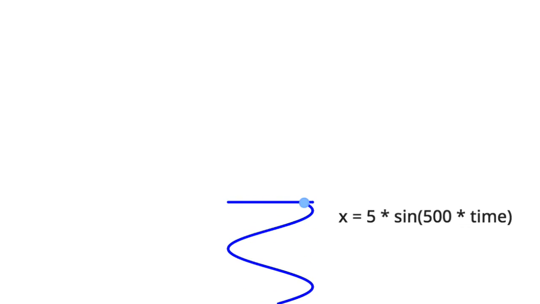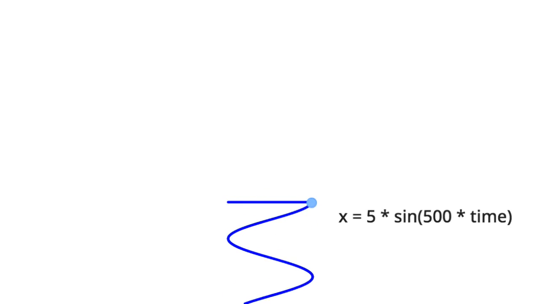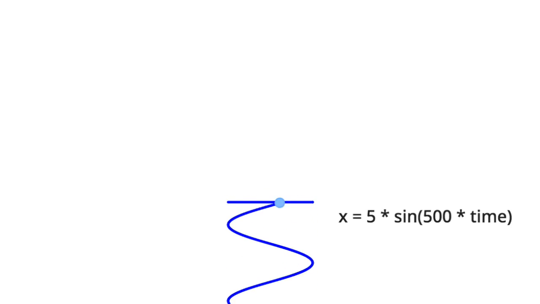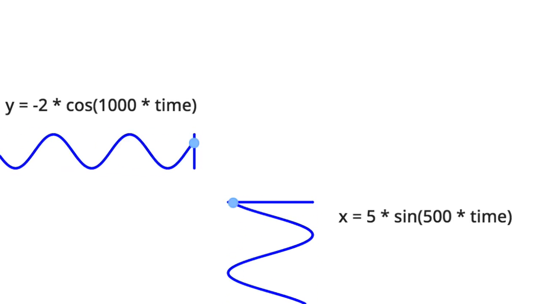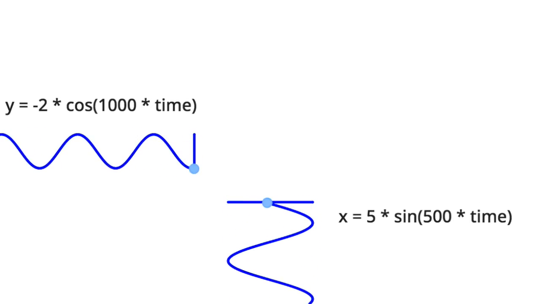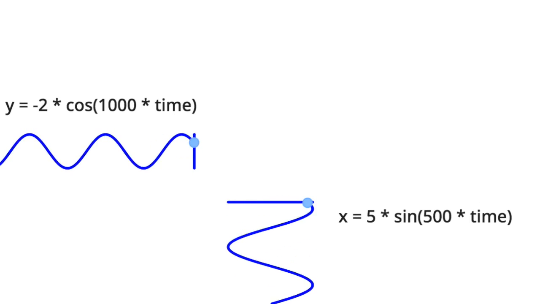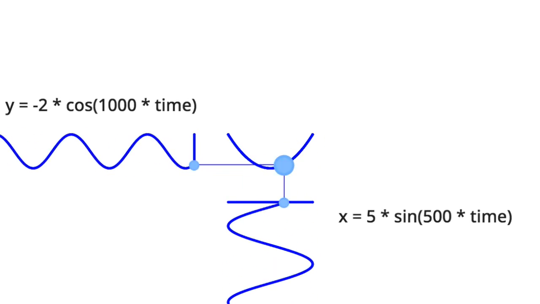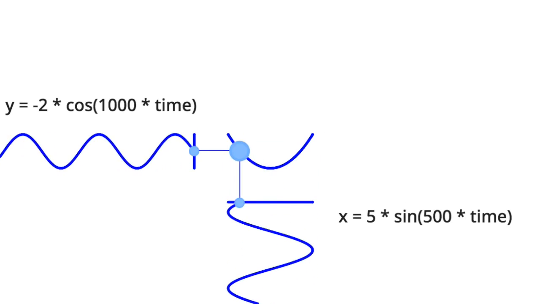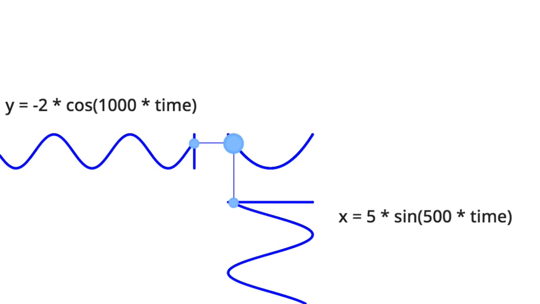For example, we can start with a vertical wave at x equals 5 times sine of 500 times time. Now let's add a horizontal wave at y equals -2 times cosine of 1000 times time. If we combine these two equations, we get a point that oscillates in the U shape. This shape will work well for our weapon sway, so let's add it to our script.